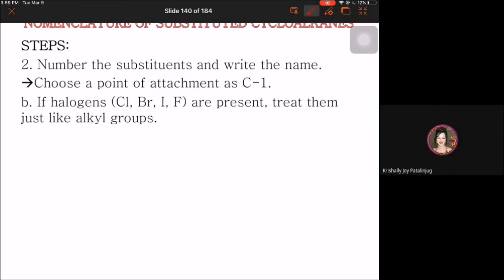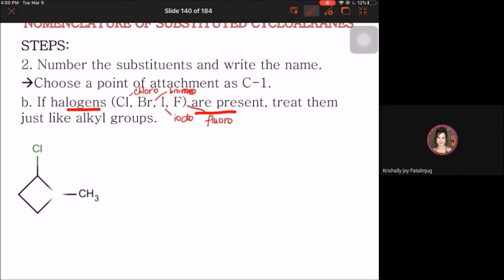Now case number 2, letter B. If halogens are present, you know the halogens: chlorine, bromine, iodine, and fluorine. Treat them just like alkyl groups, meaning alphabetical order still applies. When you identify chlorine as a substituent, it is named chloro, bromine as bromo, iodine as iodo, and fluorine as fluoro.